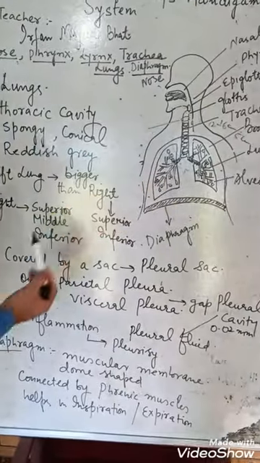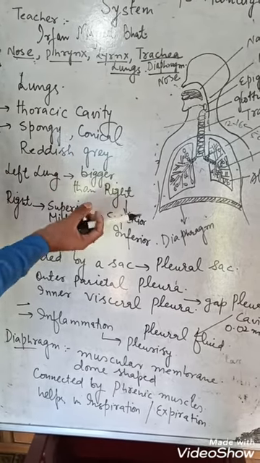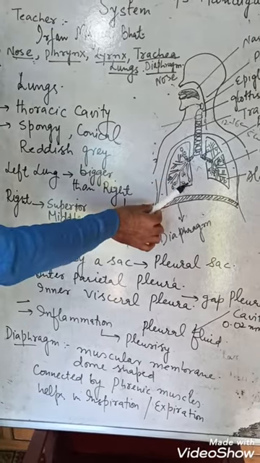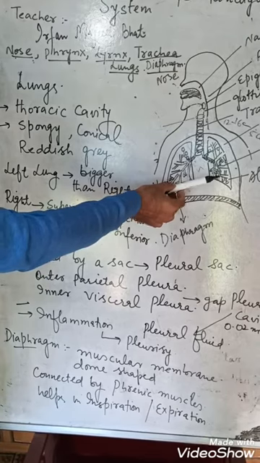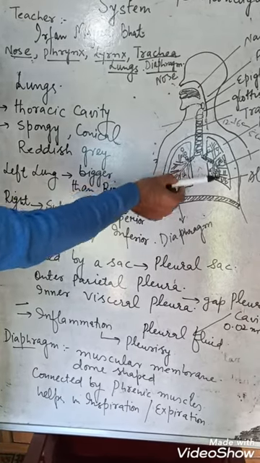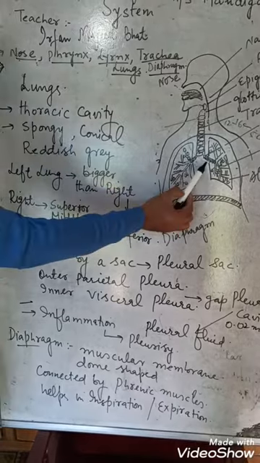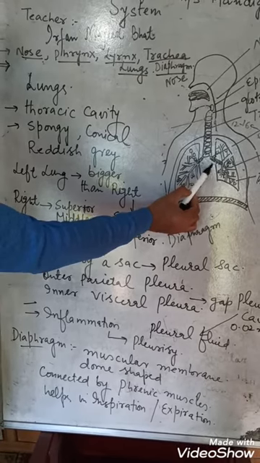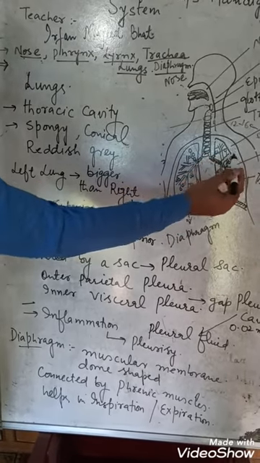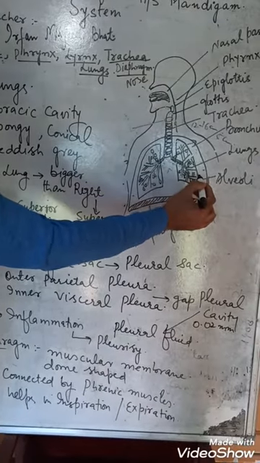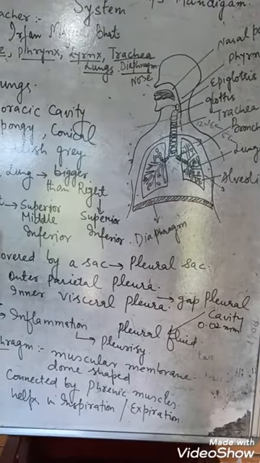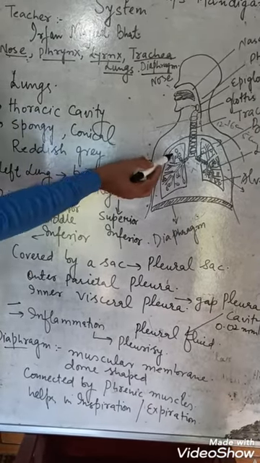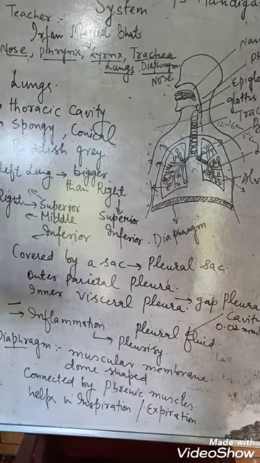Now inside this thoracic cavity there are a pair of lungs. These lungs are very spongy, and they are conical in shape. As you can see here, they are reddish gray in color. And the left lung, this is right and this is left. The left lung is a bit bigger than the right one because it has to adjust the caudate notch from behind here. This left lung is divided into only two parts: this one is called the superior part and this is called the inferior part. But the right lung is divided into three parts, that is superior part, then middle part, and then inferior part. This is superior, this is middle, and this one is inferior part.